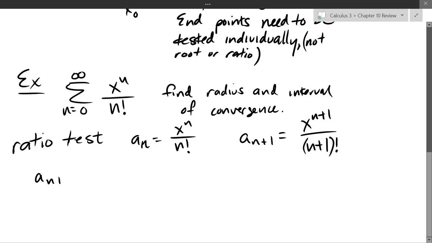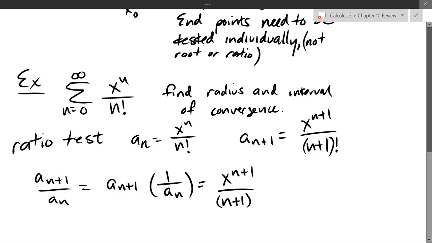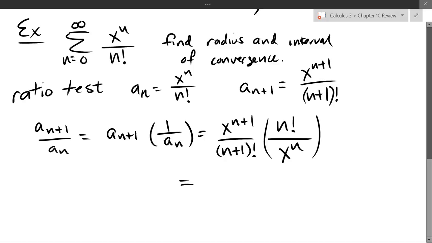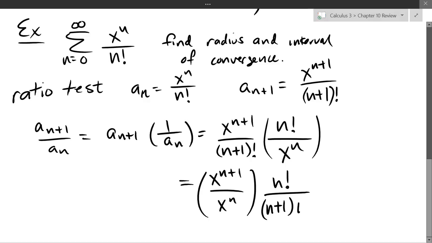So the ratio test, we're going to write it as a product with the reciprocal, so a_(n+1) multiplied by the reciprocal of a_n, which is n factorial divided by x to the n. First thing, line up your terms that are similar. So get your powers together and your factorials together. And one of the things we learned with factorials is how to break them down into products. So n plus 1 factorial is n factorial times n plus 1. So we basically factored the n plus 1 out of there.